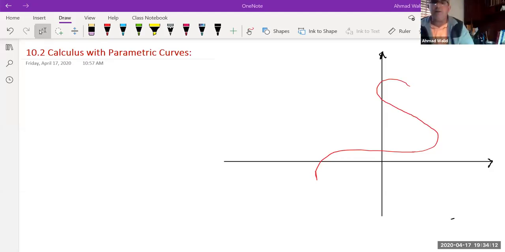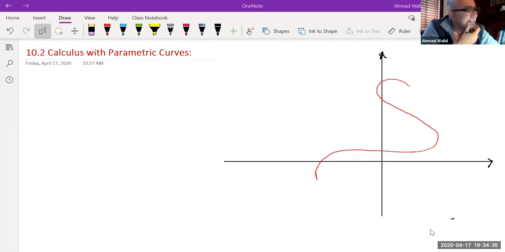Let's talk about 10.2 today. Here we go. 10.2. Today we will talk about calculus with parametric curves.